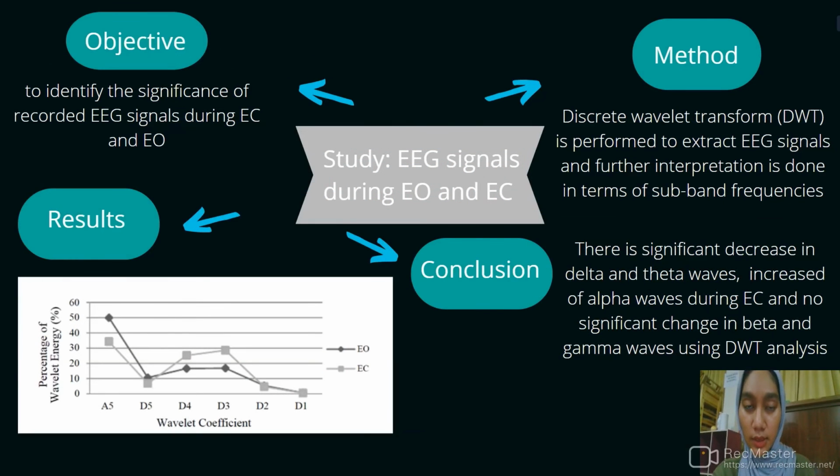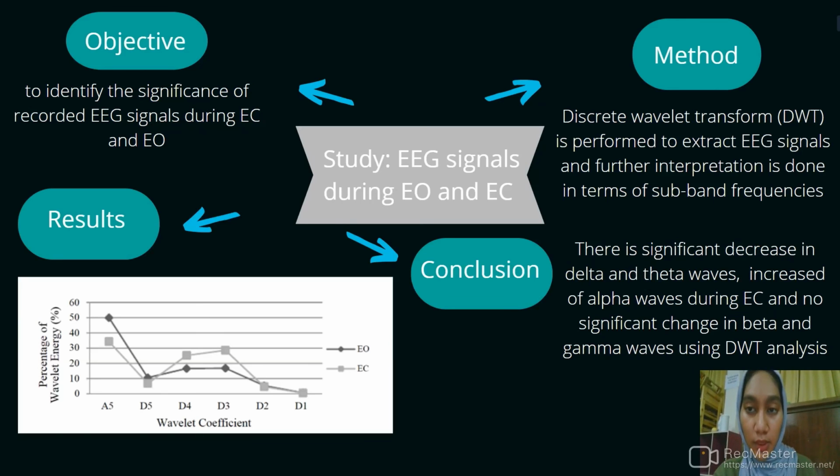Last but not least, in reference to a recent study, we found this paper which conducts a study on EEG signals during the eyes open and eyes closed condition. The purpose of this study is to identify the significance of the recorded EEG signals during the two mentioned states. For the method, the study utilizes the discrete wavelet transform method of analysis to extract the EEG signals, and then further interpretation is done in terms of the sideband frequencies, which are represented by the coefficients. The average percentage of the wavelet energy is then plotted against the wavelet coefficient for both the eyes closed and eyes open condition, as shown in the graph below.